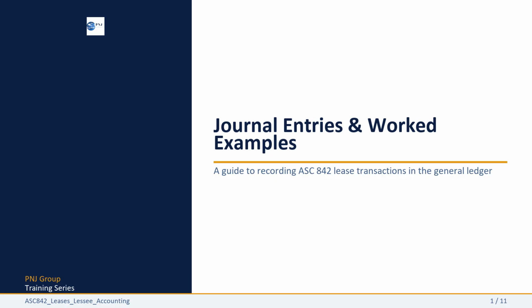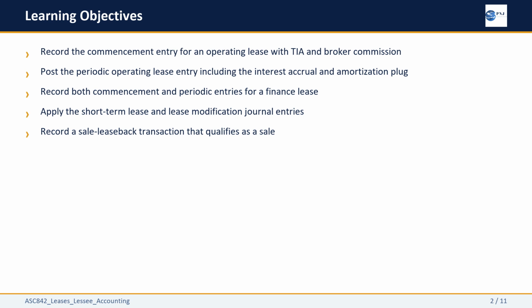We have covered the concepts and the mechanics. Section 6 turns everything into journal entries, the actual debits and credits you need to record at commencement, every period, and for special situations like lease modifications and sale-leasebacks. We will also work through two complete examples to see how the numbers connect from beginning to end. After this section, you will be comfortable recording the full set of ASC 842 journal entries.